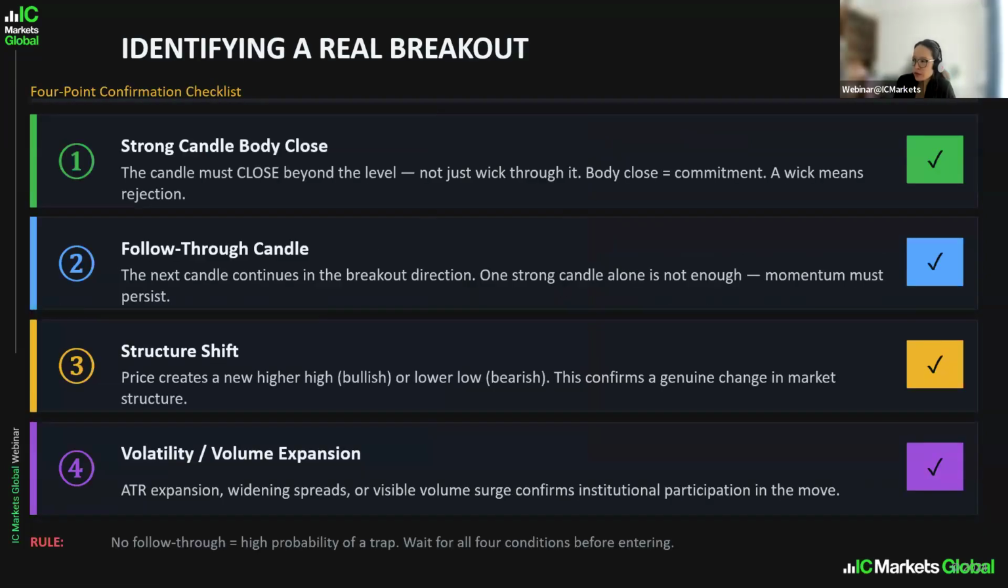So, identifying a real breakout, there's a four-point confirmation checklist. One, you need to look for a strong candle body close.